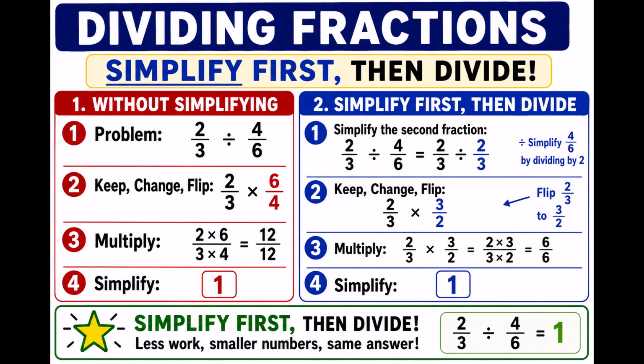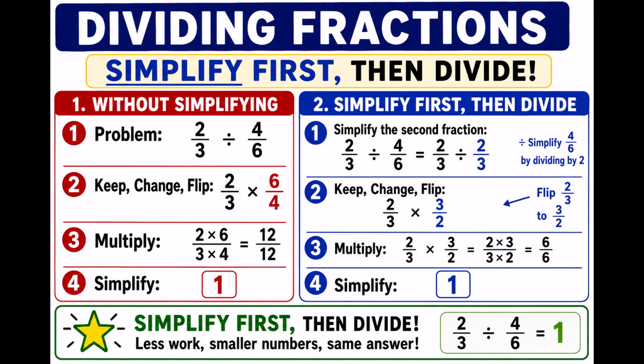So next, step 2, keep, change, flip. Remember that. Keep, change, flip. Keep the first fraction, 2/3, change division to multiplication, flip the second fraction. 2/3 becomes 3/2. It becomes an improper fraction at this point. Now we have 2/3 times 3/2.